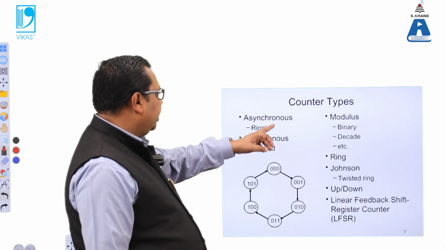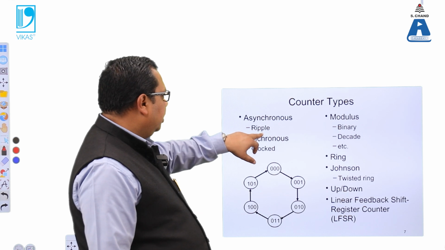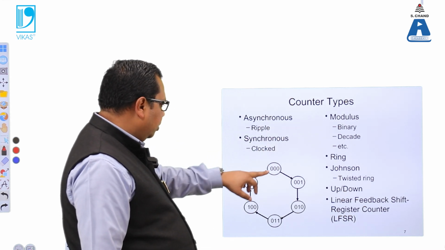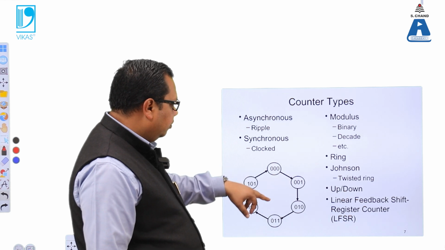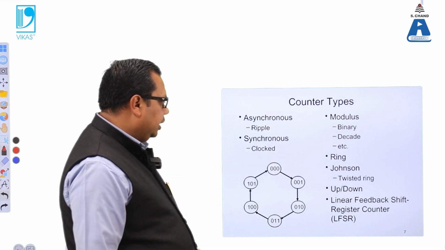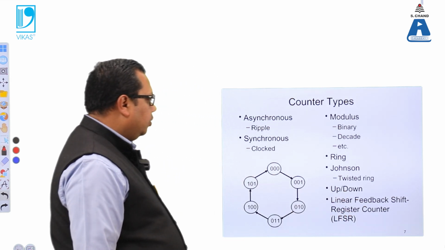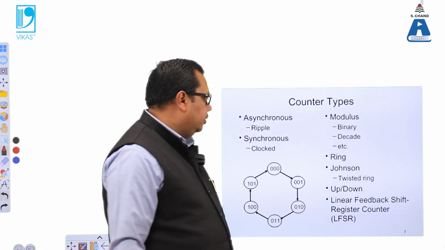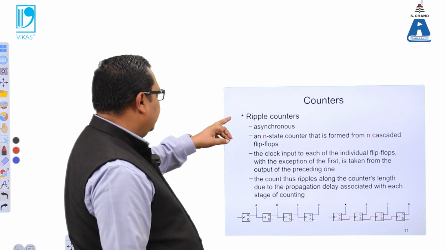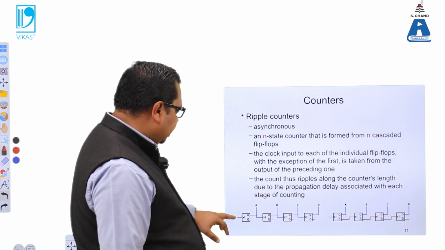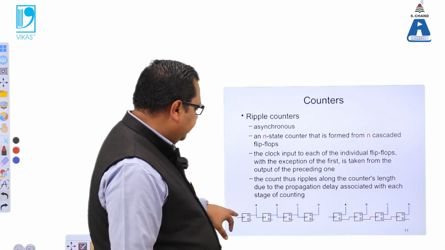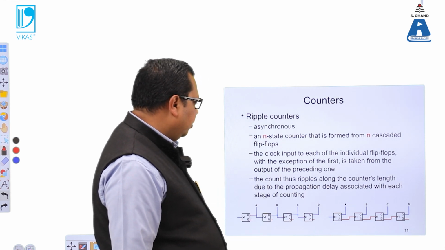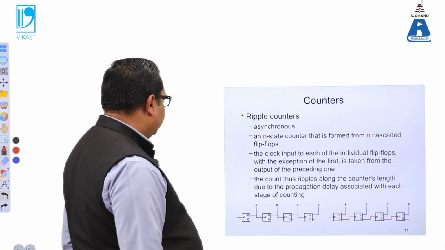So we can see here the counter types. We have modulus, ripple, binary, then synchronous, then clocked. Here we can see 001, 101, and here it moves up, down. Then there are linear feedback shift register counters, called LFSR, linear feedback shift registers. These are the counters, linear counters, as we have discussed. This is a small explanation in terms of the flow diagram. It is given here how the particular counters can be used.